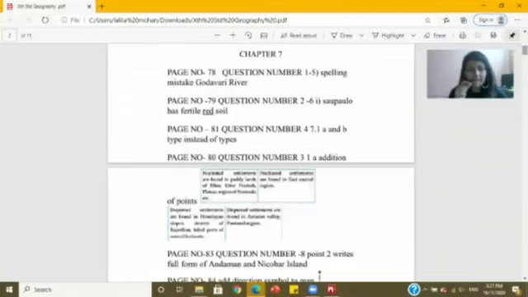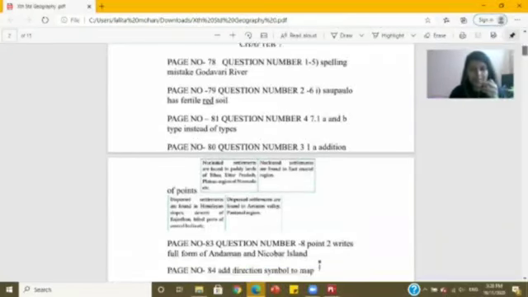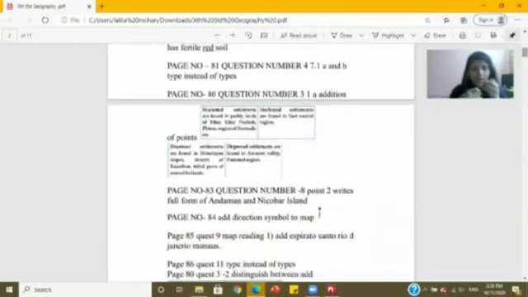Second point for India, dispersed settlements are found in Himalayan slopes, deserts of Rajasthan, as well as tribal parts of central India. And the second point for Brazil is dispersed settlements are found in Amazon Valley as well as Pantanal region. Page number 83, question number 8. Point 2, we have to write full form of Andaman and Nicobar Island.